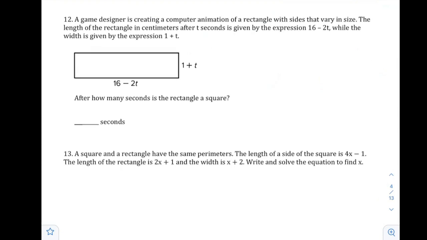A game designer is creating computer animation of a rectangle with sides that vary in size. The length of the rectangle in centimeters after t seconds is given by the expression 16 minus 2t.